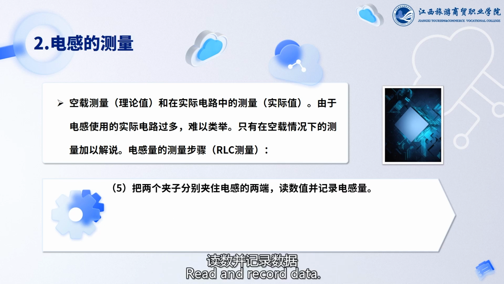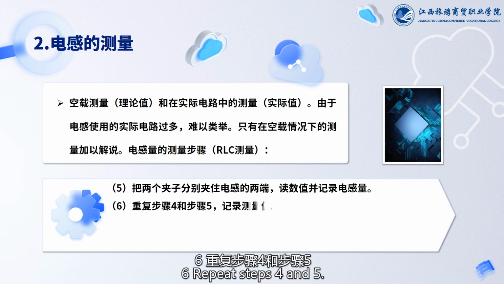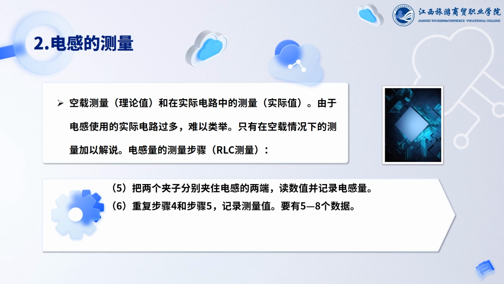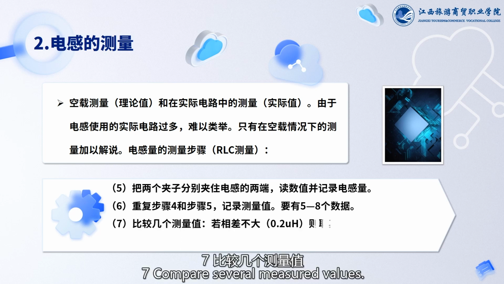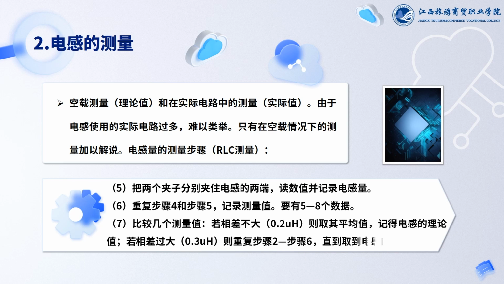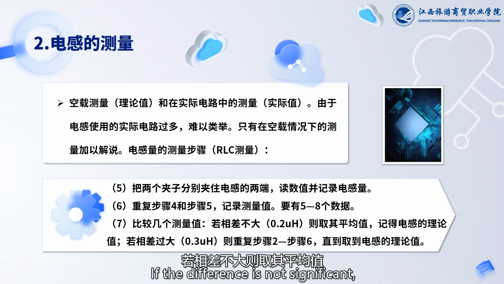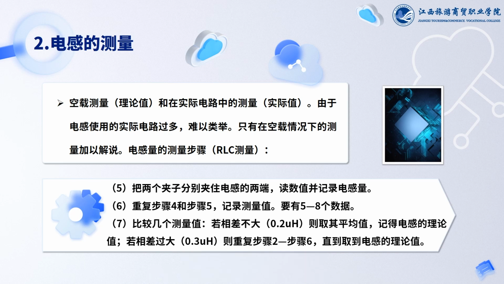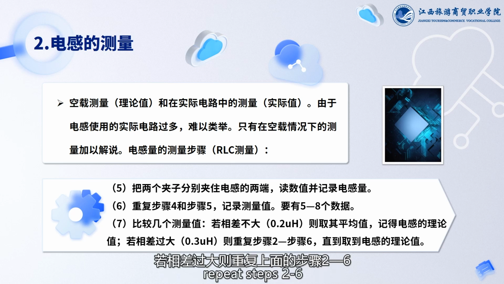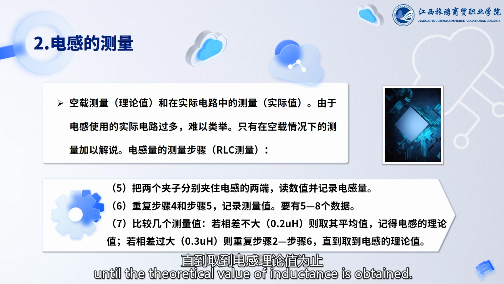Read and record data. 6. Repeat steps 4 and 5. Record the measured values. 7. Compare several measured values. If the difference is not significant, take the average. If the difference is significant, repeat steps 2 to 6 until the theoretical value of inductance is obtained.